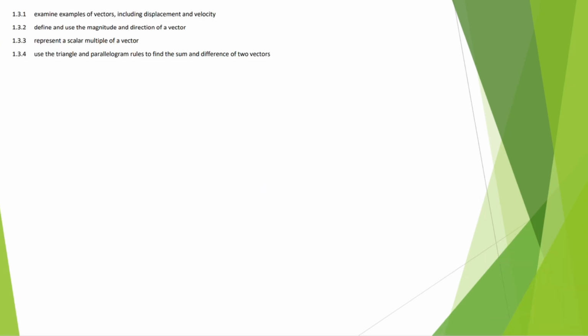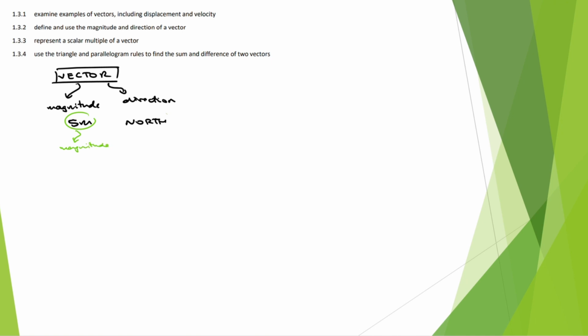Okay, so the first thing I'm going to do is define what a vector is. A vector is comprised of 2 components, these being magnitude and direction. As an example, we might travel 5 meters and our direction in this case would be north. So this is our magnitude and this is our direction.